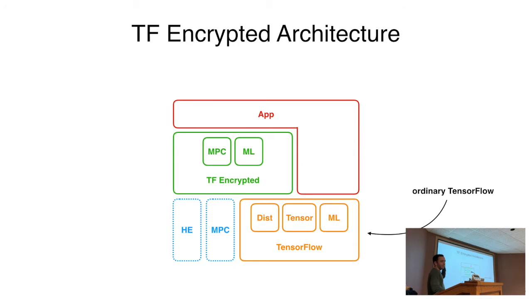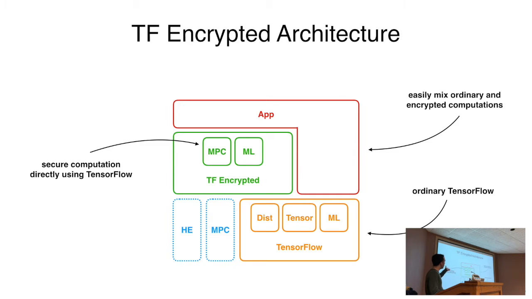Anyways, the architecture of TF Encrypted. So we have ordinary TensorFlow. So the idea is that you can, like I said, easily mix ordinary and encrypted computations in your application. This can be your program, which trains your model, or it can be your downstream application that uses that model once it's trained.